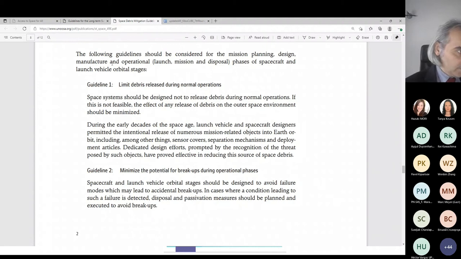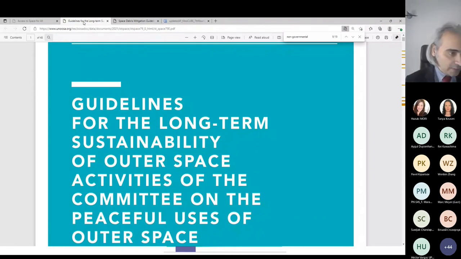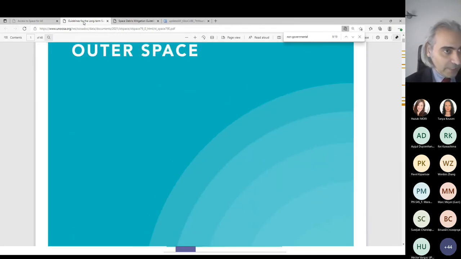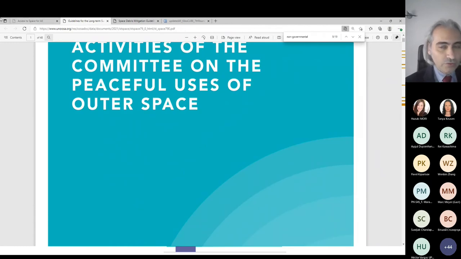So that's considering the Space Debris Mitigation Guideline. That's very small, and I think the introduction that has been done by Tanya to the guidelines for the long-term sustainability of outer space activities is actually leaving me not too much room for explaining. It was a great presentation and it contained all the information, but I want to draw attention to something that Tanya was saying at the end of her presentation.